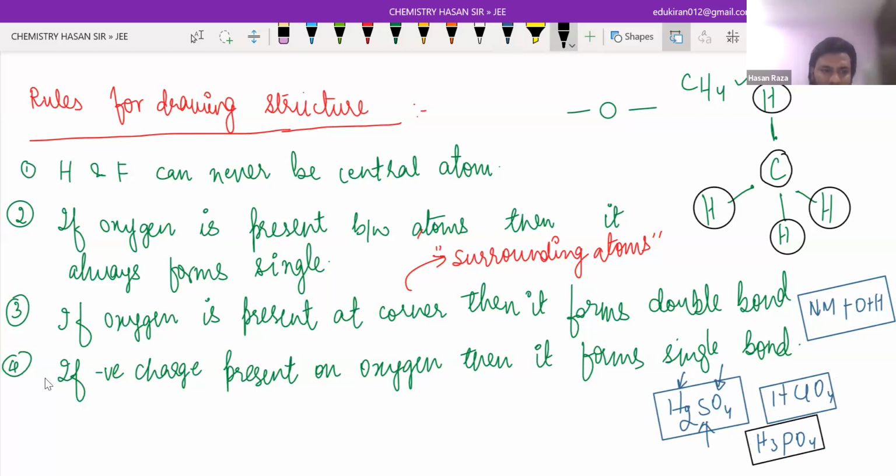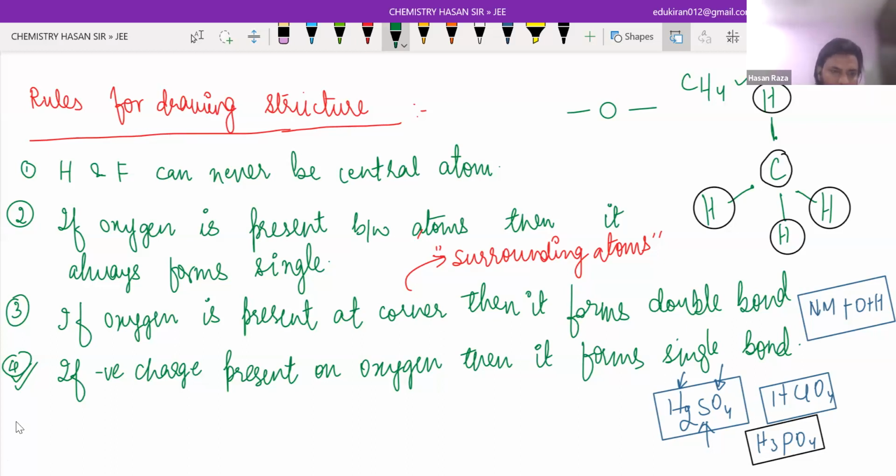It's the fourth rule. I'm going to repeat it again. If negative charge is present on oxygen, then oxygen will form single bond. And if oxygen is present at the corner, or if oxygen is your surrounding atom, then it will form double bond. And if oxygen is present in between two atoms, then it will form single bond.